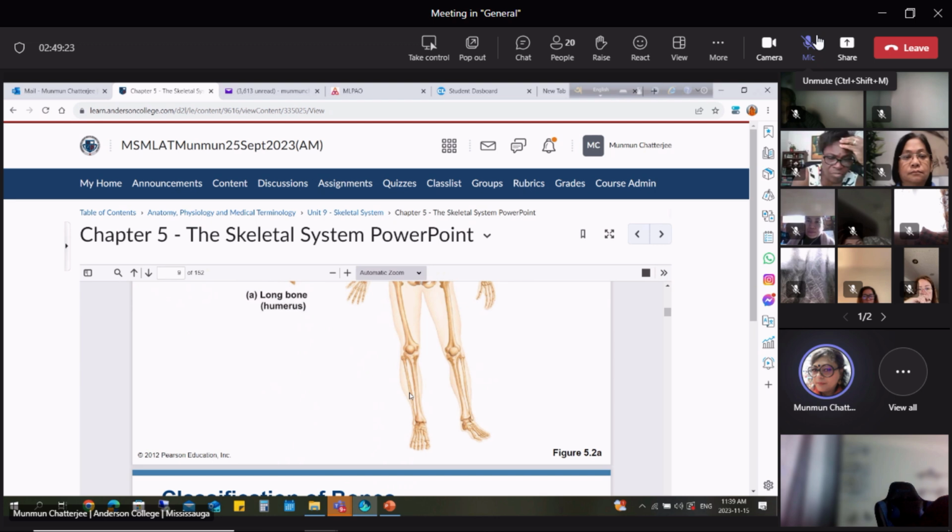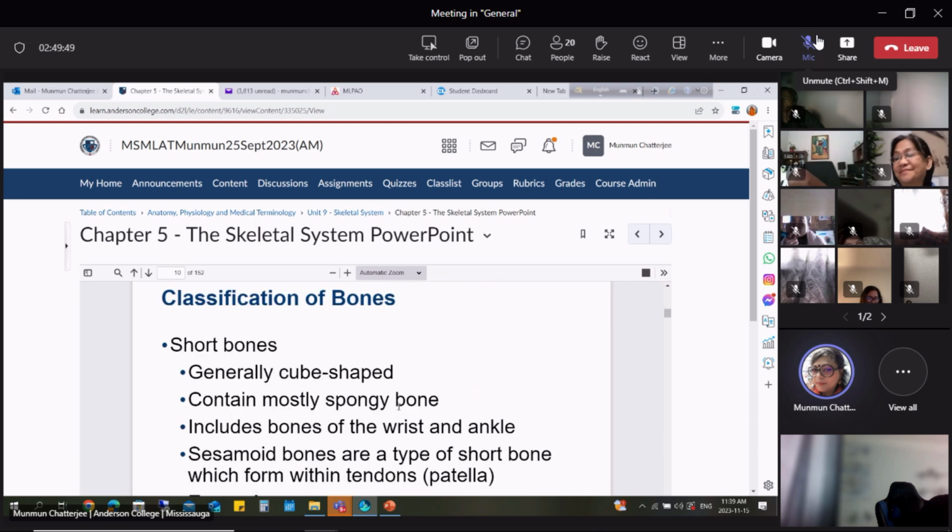So mainly your appendicular skeleton, the limbs, all bones are long bones except what? Tell me. Repeat. Except the wrist, ankles, and kneecap. Not the knee. Kneecap. Okay, good.